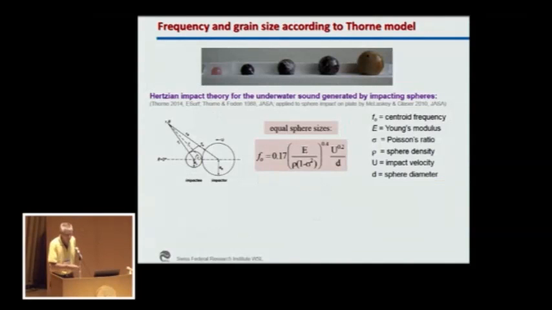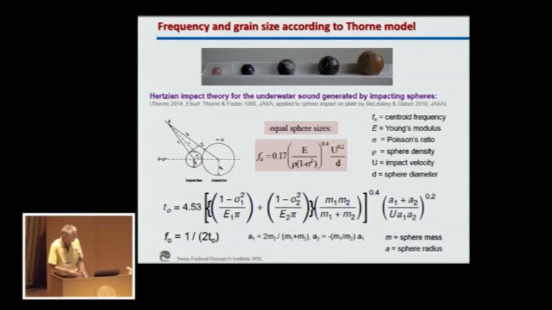Actually, I'm coming back to the initial experiment we performed at the beginning. There is a theory of self-generated noise by spheres of different sizes impacting against each other. This is the simplified equation if you have two spheres of the same size. So I go a little bit quicker. This is the more complicated equation if you have spheres of different sizes.